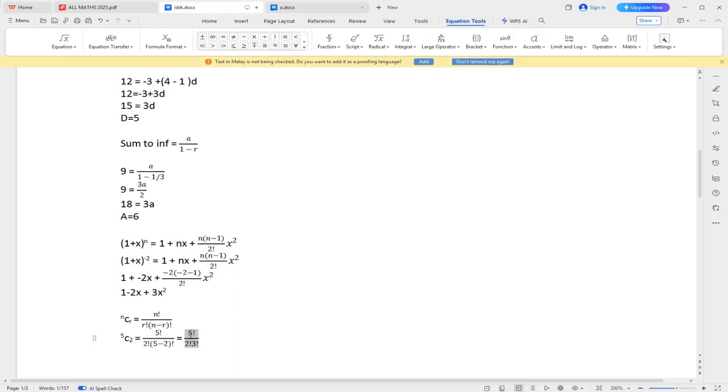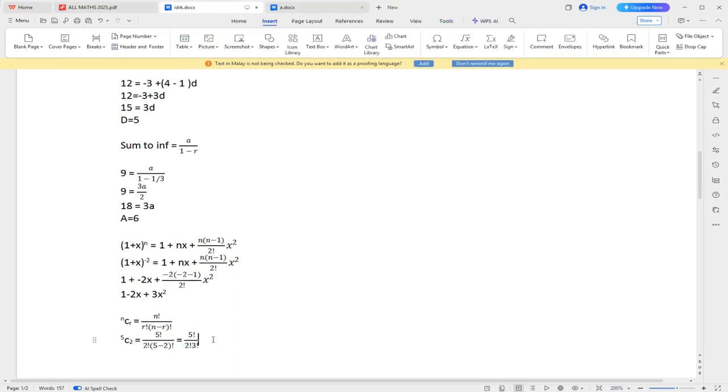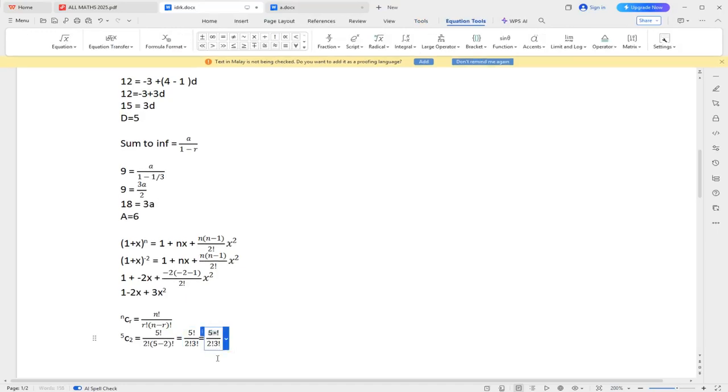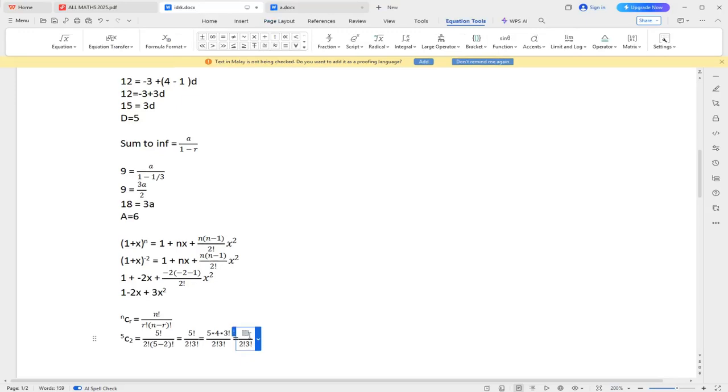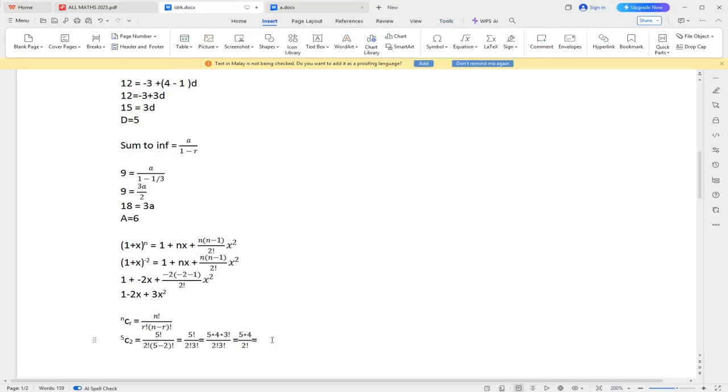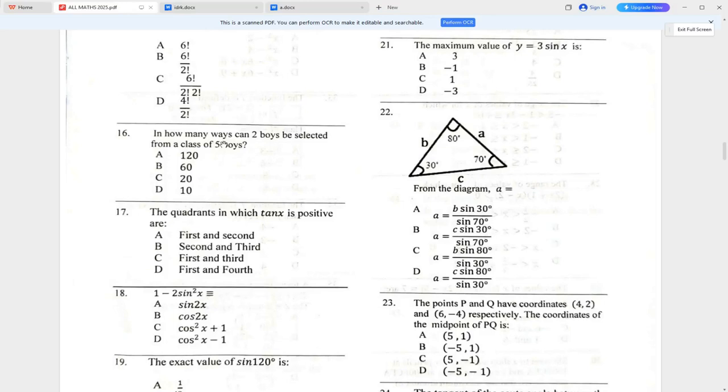You can proceed here by expanding the 5 factorial in order to cancel out terms. So 5 factorial is equal to 5 times 4 times 3 factorial. And from here you see that this 3 factorial can cancel with the 3 factorial below, and you're left with 5 times 4 all over 2 factorial. 5 times 4 is 20, 20 over 2, we have 10 ways as the answer for question 16. So we have 10, which is D.